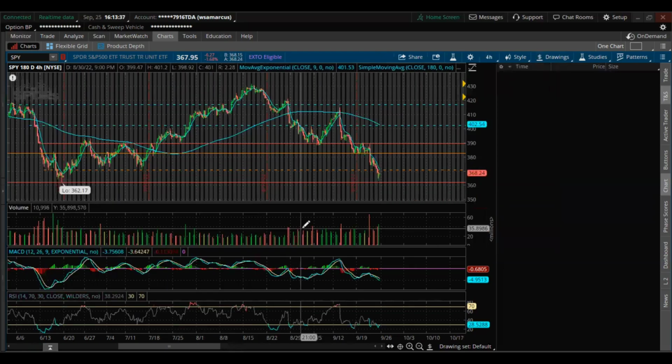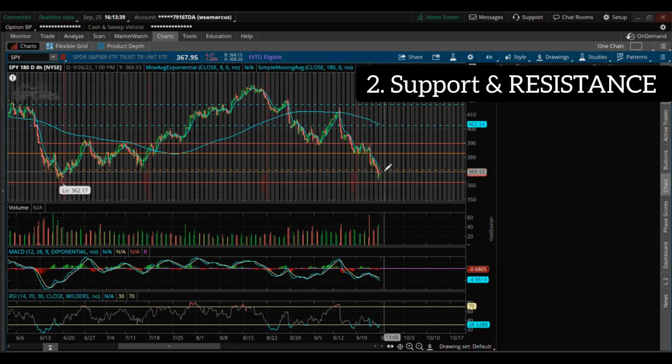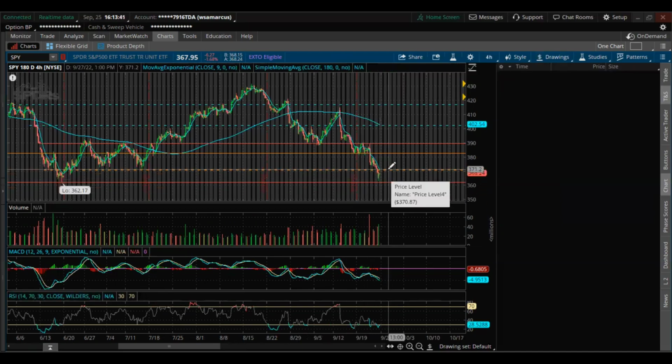So that's number one. Number two, you want to have some type of understanding of support and resistance, right? We could have a resistance level over here at that 371. We could see that level was a previous support level before. So if it breaks that level, we could possibly even run up towards that 383 for that possible swing trade. So we always want to have a good understanding of support and resistance.